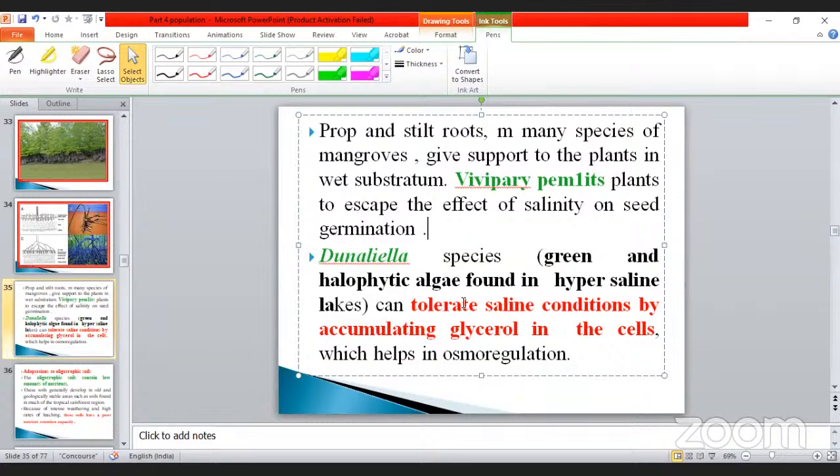Here what happens, it can tolerate saline condition by accumulating glycerol in the cell. That is very, very important. Glycerol is one of the fatty acid, waxy substances present in it. So that is very, very important, my dear students.